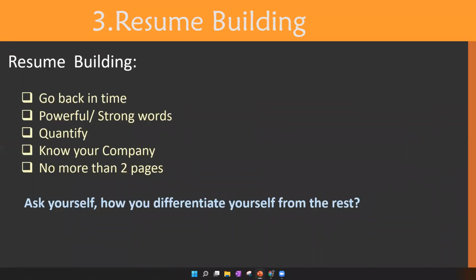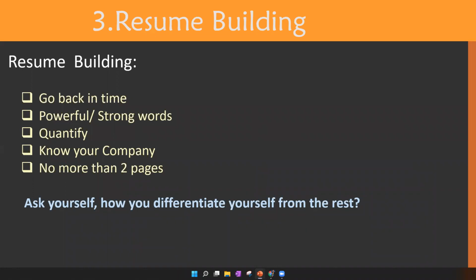You go backwards in time, you give your recent achievements first, and then you go back in time. And then you use powerful, strong words. You quantify your work, which is very important. You quantify what you have accomplished. And you also know what the company is looking for and tailor your resume accordingly, right? And the last bullet is very important.